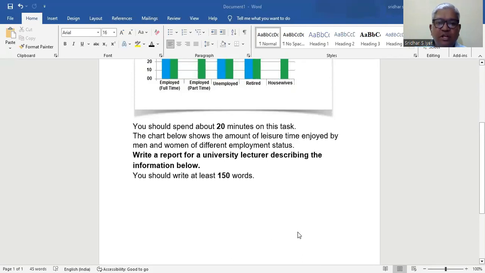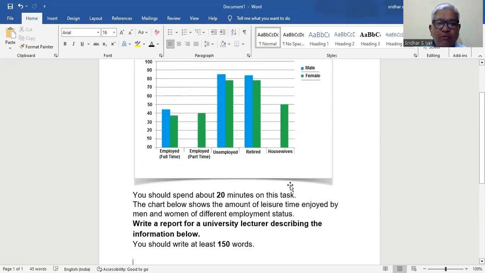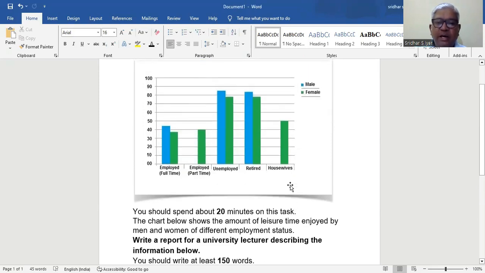Let's see what do we have here. It's a bar chart. You should spend about 20 minutes on this task. The chart below shows the amount of leisure time enjoyed by men and women of different employment status. Write a report for a university lecturer. Describing the information below, you should write at least 150 words. Okay, you have employed full-time, employed part-time, unemployed, retired, housewives, male and female. So normally the leisure time enjoyed is in hours and not in percentage.